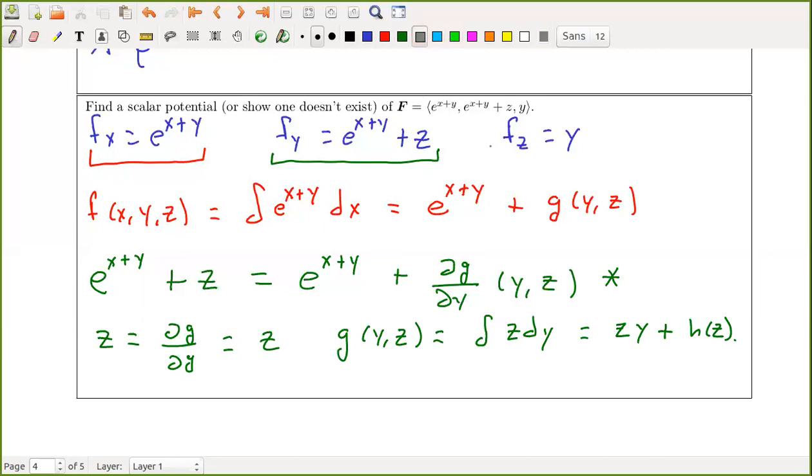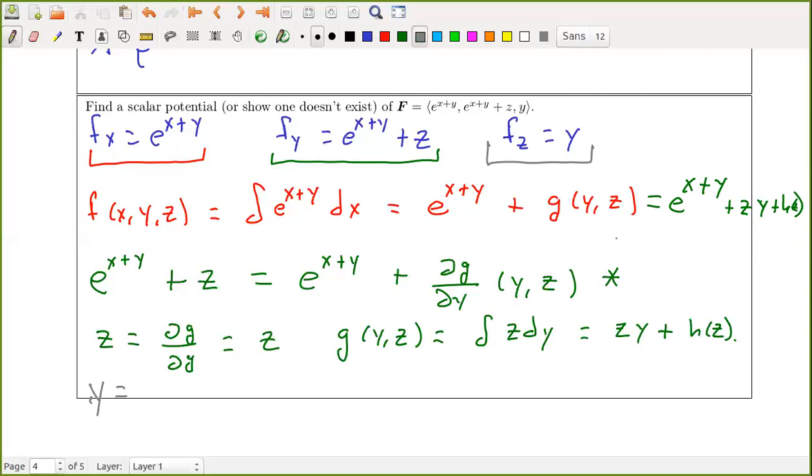Okay, so h is still unknown. We need to know what h is. So we know the z derivative of f is equal to y. Let me just make this a little more clear. This is now e to the x plus y, and g is equal to zy plus h of z. So the z derivative of f is equal to y.